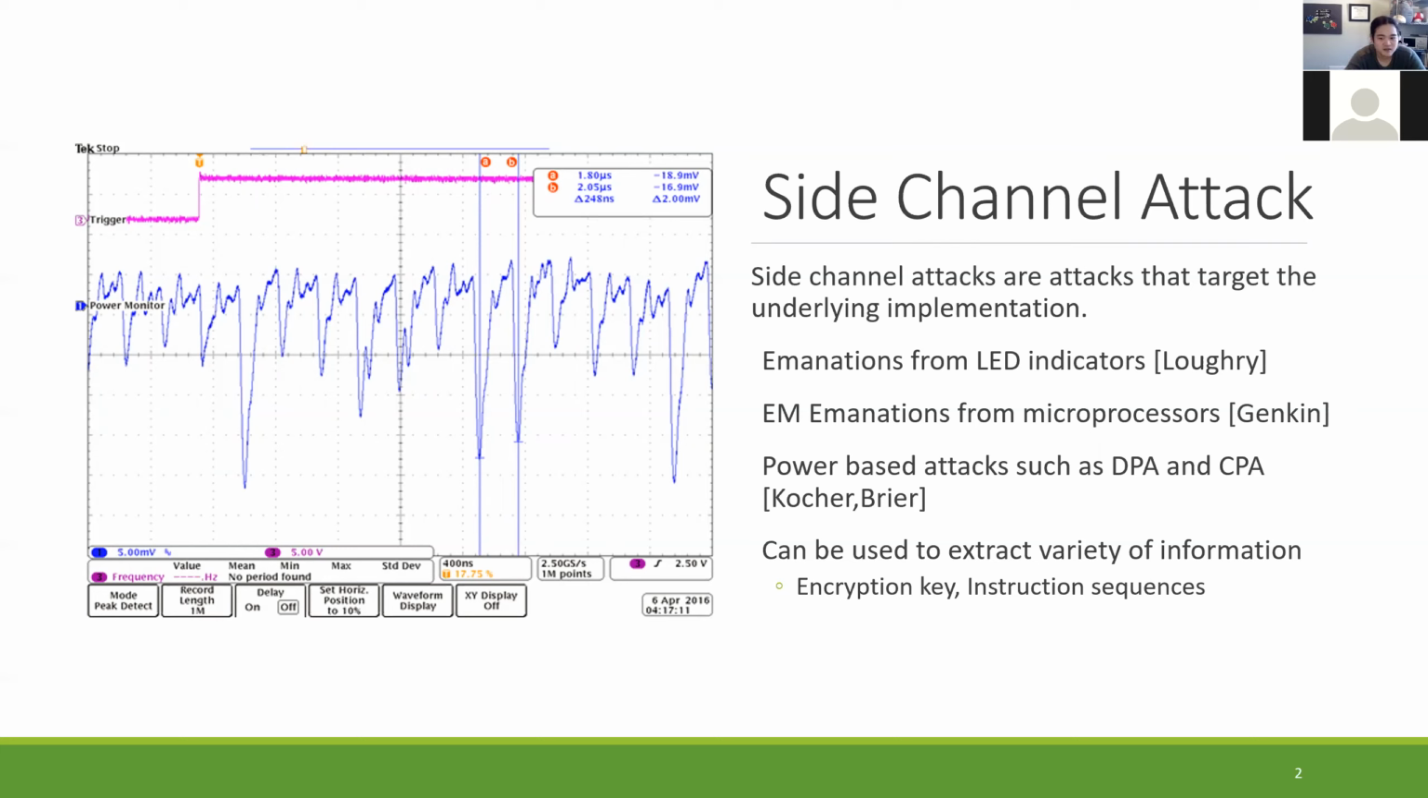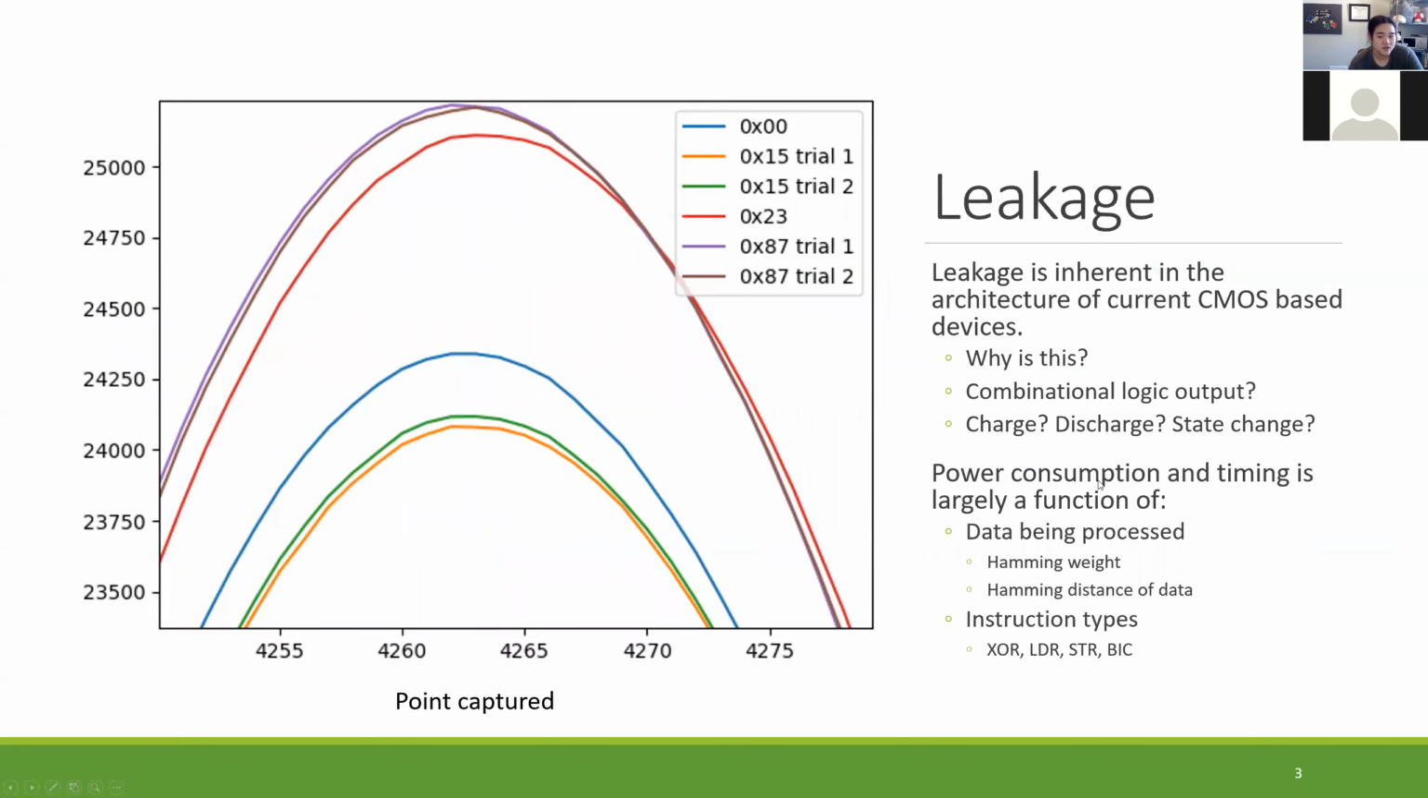Electromagnetic emanations can also be attacked, and what I work in is power-based attacks. You can use these to extract information like encryption keys or instruction sequences. This goes back to FPGAs a little, or CMOS-based systems in general. CMOS systems inherently leak information because transistors leak information depending on what's being stored in register 1, register 2, register 3. Depending on what's stored in a register, it's going to use a different amount of power.